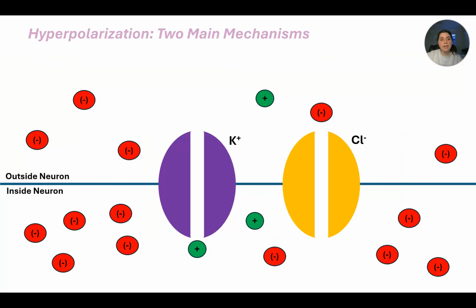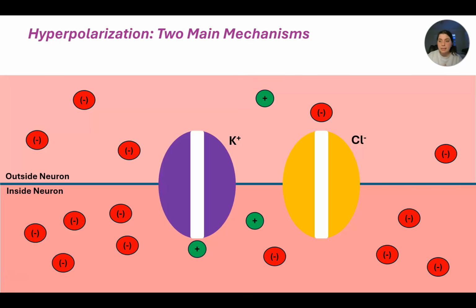Next, I'll go ahead and explain hyperpolarization, and for this there are two main mechanisms I want to point out. In this case, let's say that your neuron is very close to firing an action potential, but for whatever reason, there has to be inhibition of that action potential, and so inhibitory neurotransmitters might bind to the neuron, and there could be, as an example here, two cases.